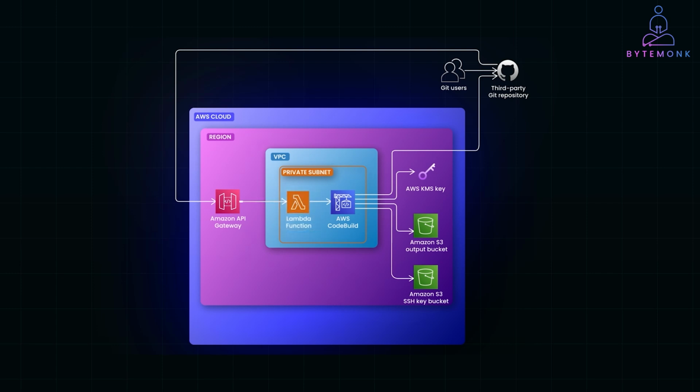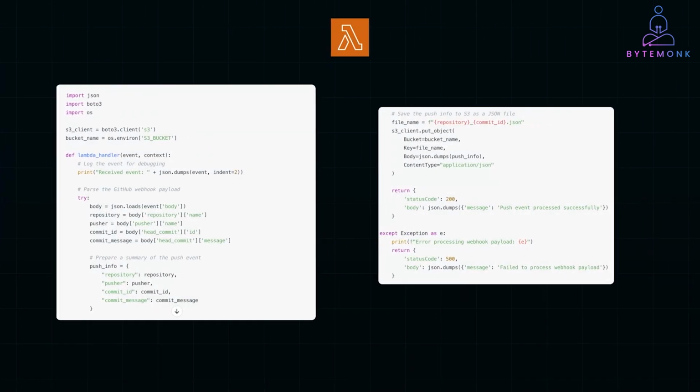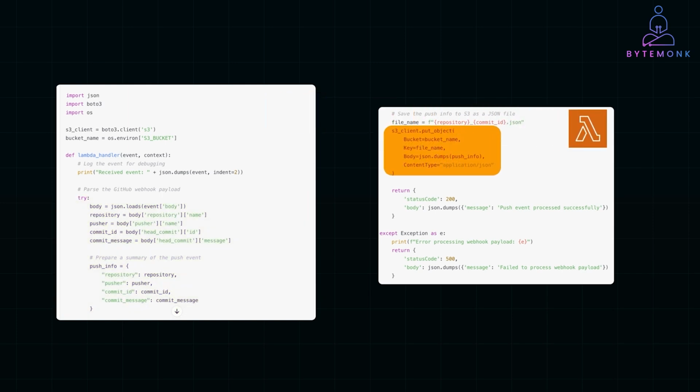Lambda function is triggered by the API Gateway when it receives a webhook event. The Lambda function will process the incoming webhook event and can take actions like copying code to S3, starting a CodeBuild job, or logging the event. Here is a basic example of a Lambda function that logs the incoming payload and saves it to S3. In this example, the Lambda function parses the JSON payload, extracting information such as the repository name, pusher's name, commit ID, and commit message. It then creates a JSON file summarizing the push event and uploads it to an S3 bucket, which is specified in the environment variable S3_BUCKET.